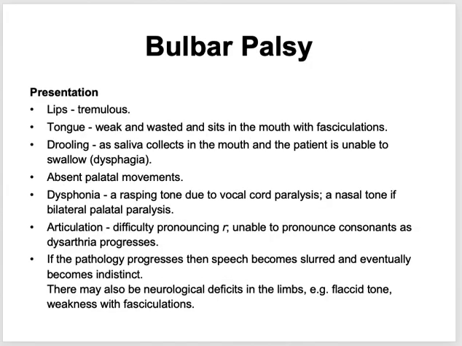See, in bulbar palsy, the cranial nerves are damaged. So the presentation is that, again, you will understand this better, or you have to correlate again what I'm saying in the next lecture when I will talk about upper motor neuron lesion and lower motor neuron lesion. See what is going on in bulbar palsy, which is damage to the cranial nerves. The tongue is weak and wasted, and it has fasciculations. There will be drooling of saliva in the mouth, and the patient is unable to swallow. There is absent palatal movement. There will be dysphonia. There will be an articulation problem. They have difficulty pronouncing R.